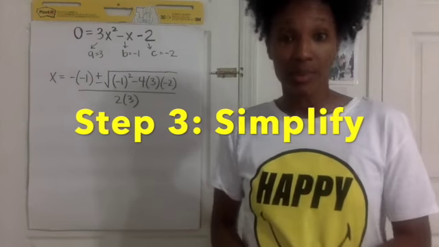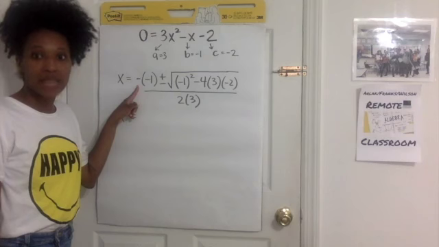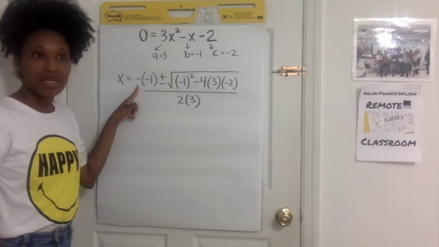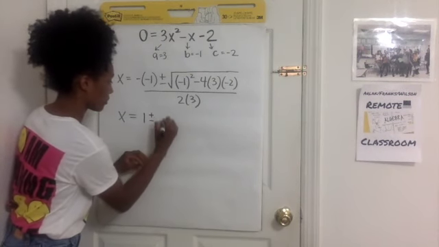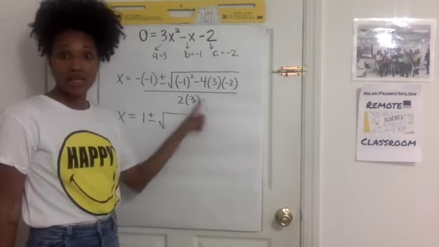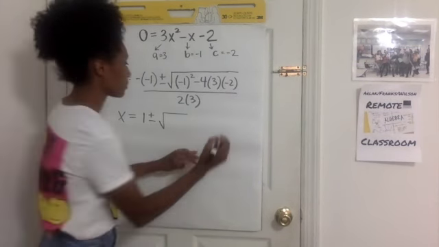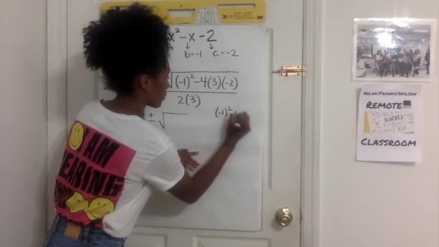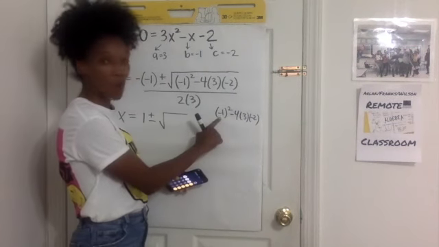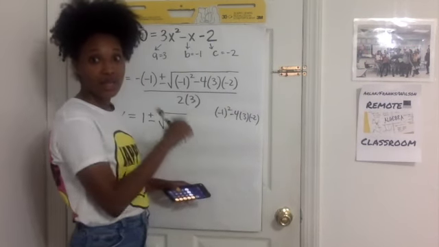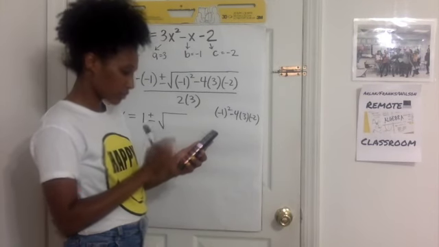Step 3 is to simplify the quadratic formula. I'm going to start by simplifying the negative times negative 1. Negative times negative 1 is positive 1. Now I need to come to the side so that I can simplify the expression under the square root. Let me grab my calculator. Negative 1 to the second power is negative 1 times negative 1, which is 1.